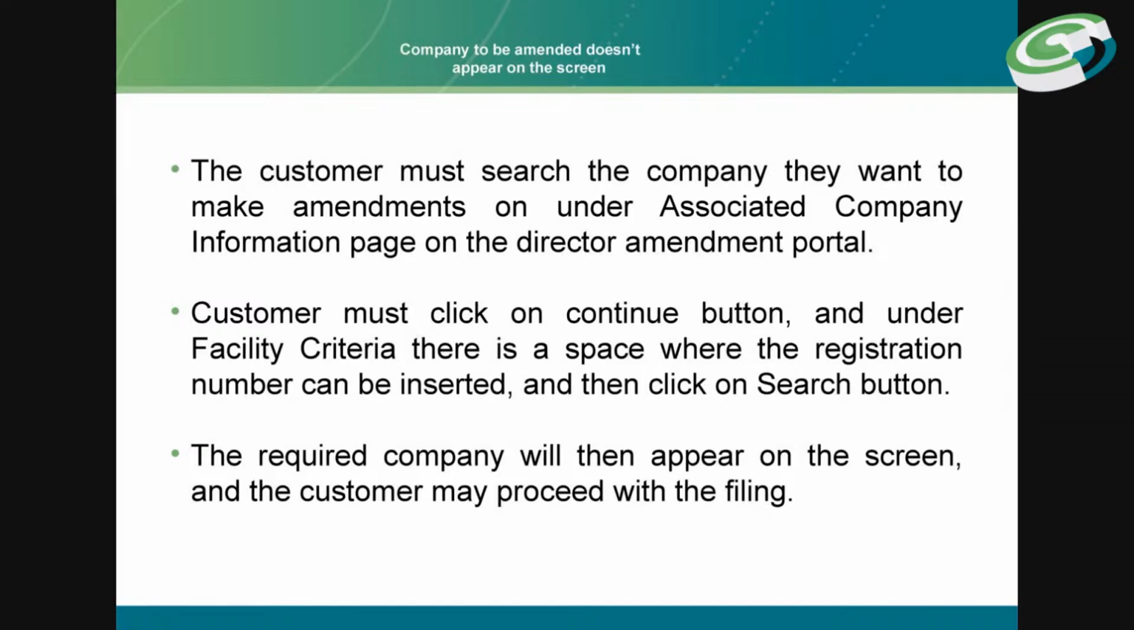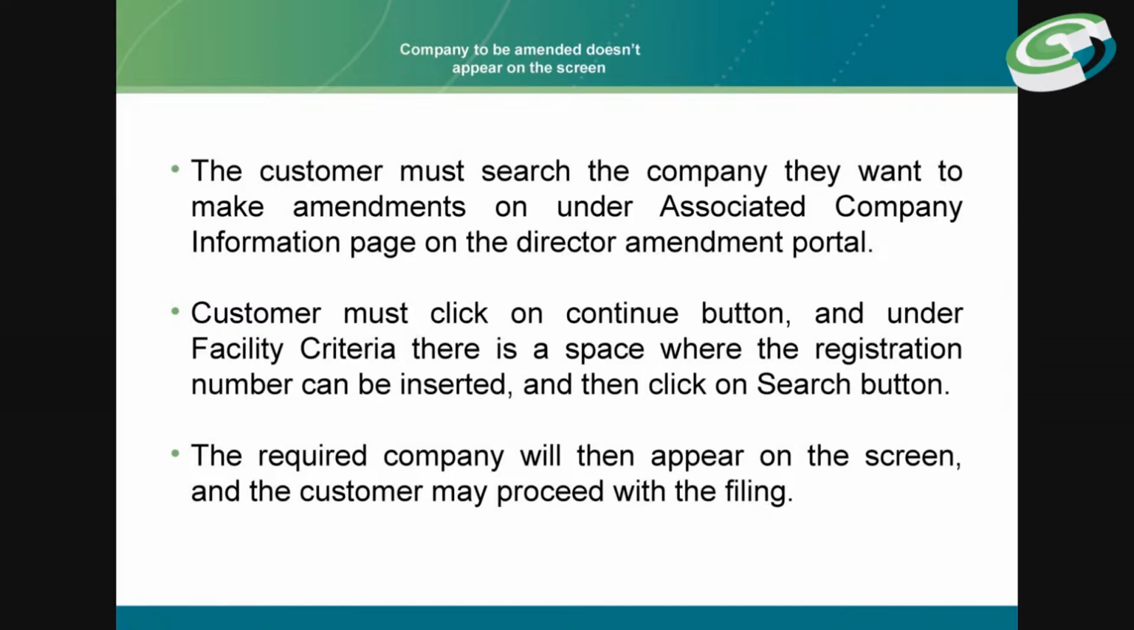Company to be amended doesn't appear on the screen. We normally receive a lot of complaints from customers that I'm trying to file director amendments, but when I get to change history, I see the list of companies, but the company that I want doesn't appear on the system, and I cannot proceed to do the change of director. So the customer must search the company they want to make amendments under the associated company information page while they're on the director amendment portal.